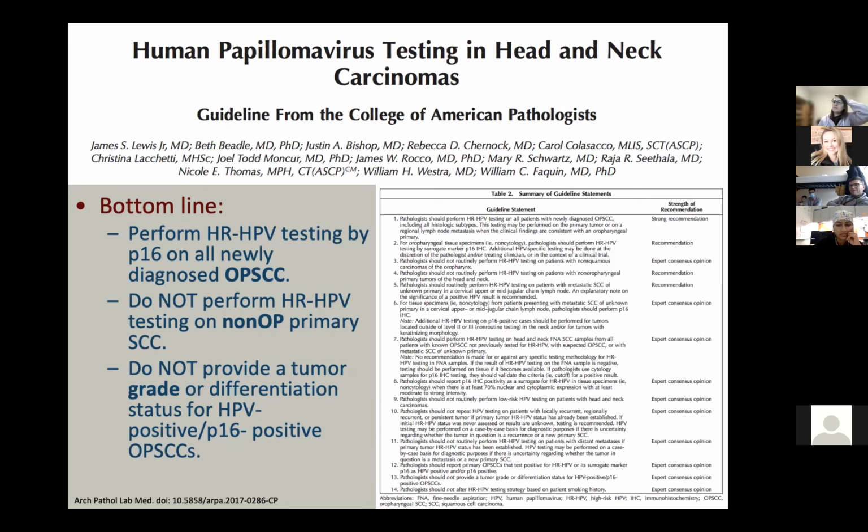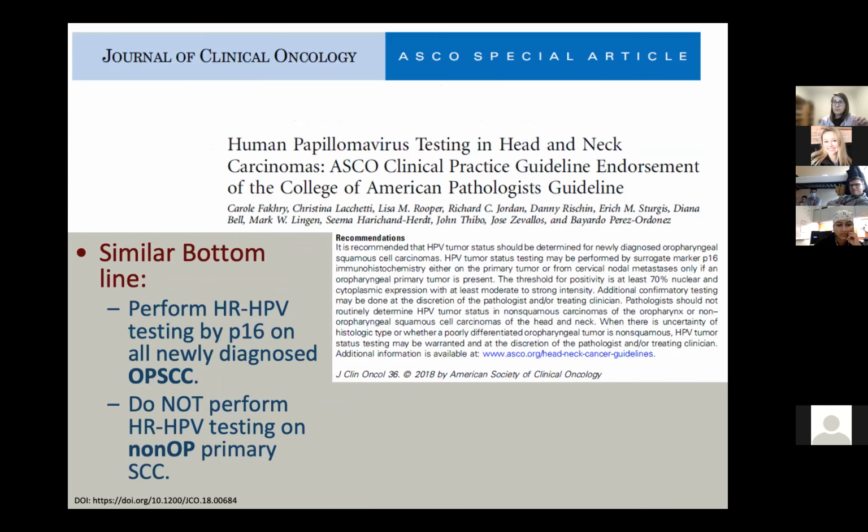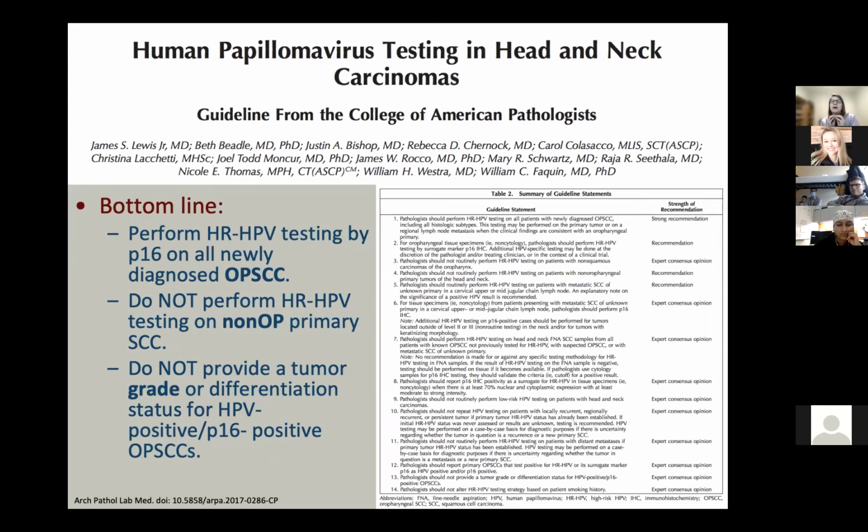And so therefore, the College of American Pathologists came up with consensus guidelines, which were affirmed by the American Society of Clinical Oncology. So the pathologists and the clinical teams are all on board. We will only perform high-risk HPV testing on oropharyngeal carcinomas, nothing outside the oropharynx, because of the problem that you were getting at. We will not perform that testing on any tumor that is arising outside of the oropharynx, okay? And we will not provide a grade or differentiation status for these tumors.